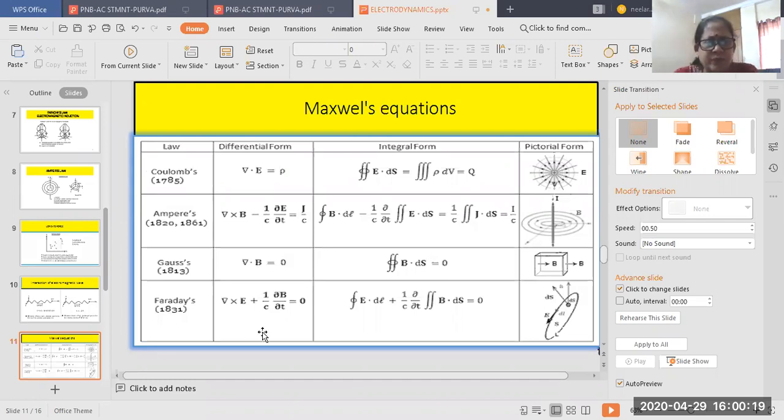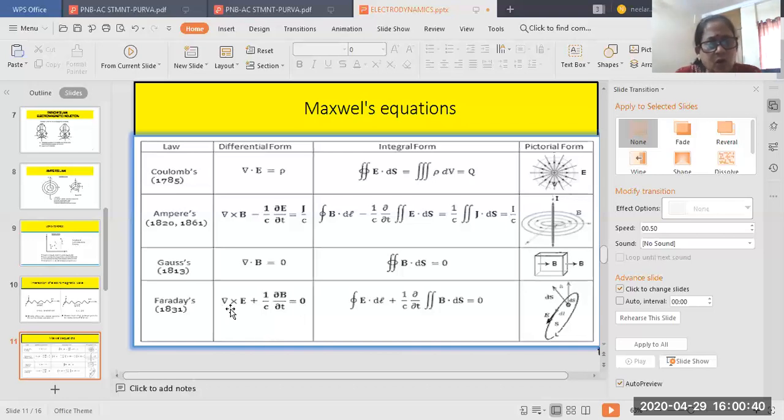Now we will come to Faraday's law. I have shown you Faraday's law. You might remember the slide I showed you, where I was moving a bar magnet up or down inside a closed loop, which was producing current. So this is the differential form. The right hand side is showing 0.